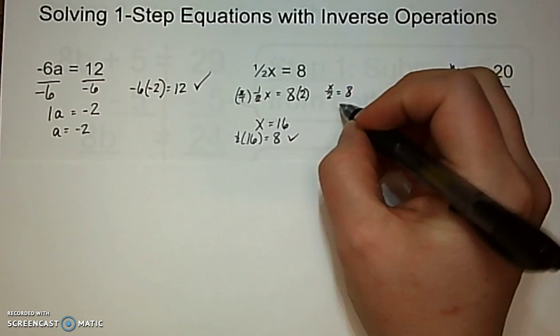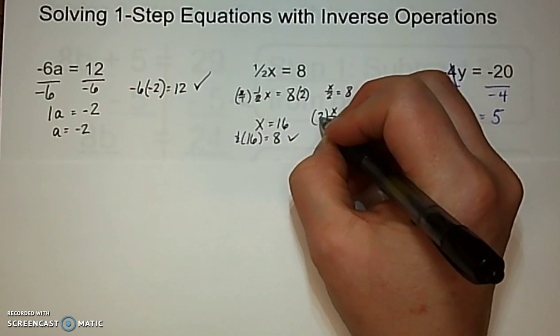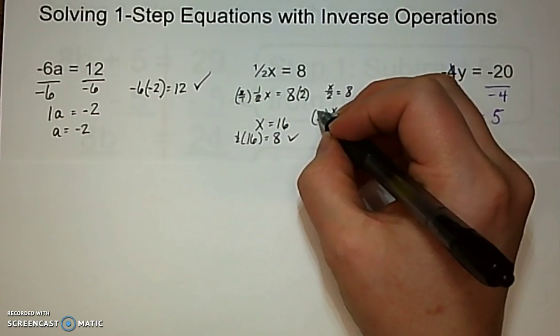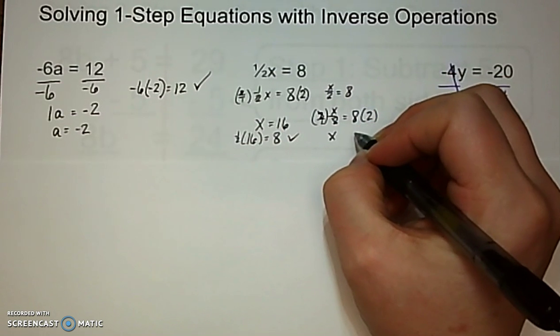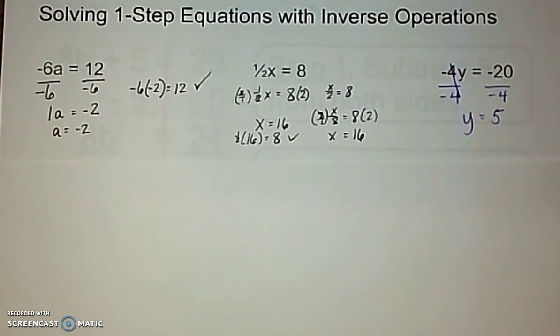If I think of it this way, then I'm going to do x over 2 equals 8. I'm going to multiply that by 2, so same thing as I did over there. My 2's cancel out. All I have is x, and 8 times 2 is once again 16. I've already done this one down here.